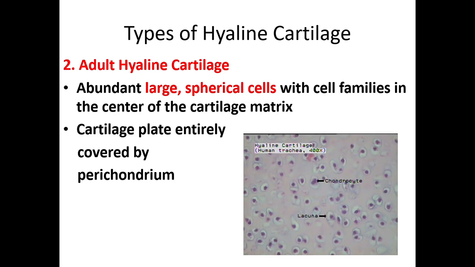Now, for the adult hyaline cartilage, the cartilage will contain large spherical chondrocytes with also larger cell families at the center of the cartilage matrix. But take note, the adult hyaline cartilage will be covered entirely by perichondrium. So from smaller chondrocytes, in adult hyaline cartilage the cells will become larger.